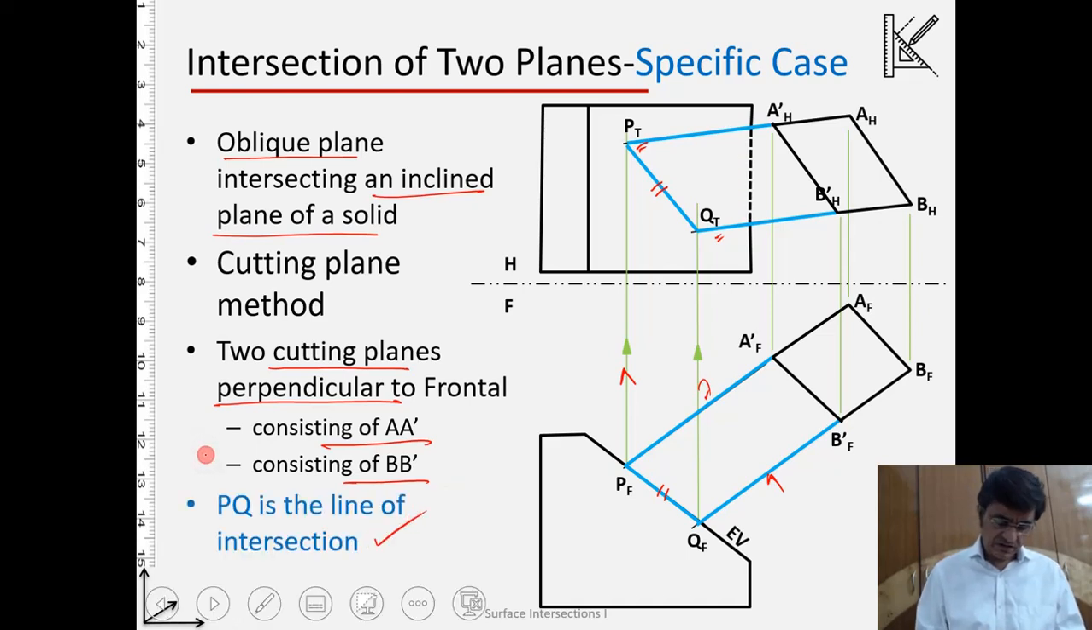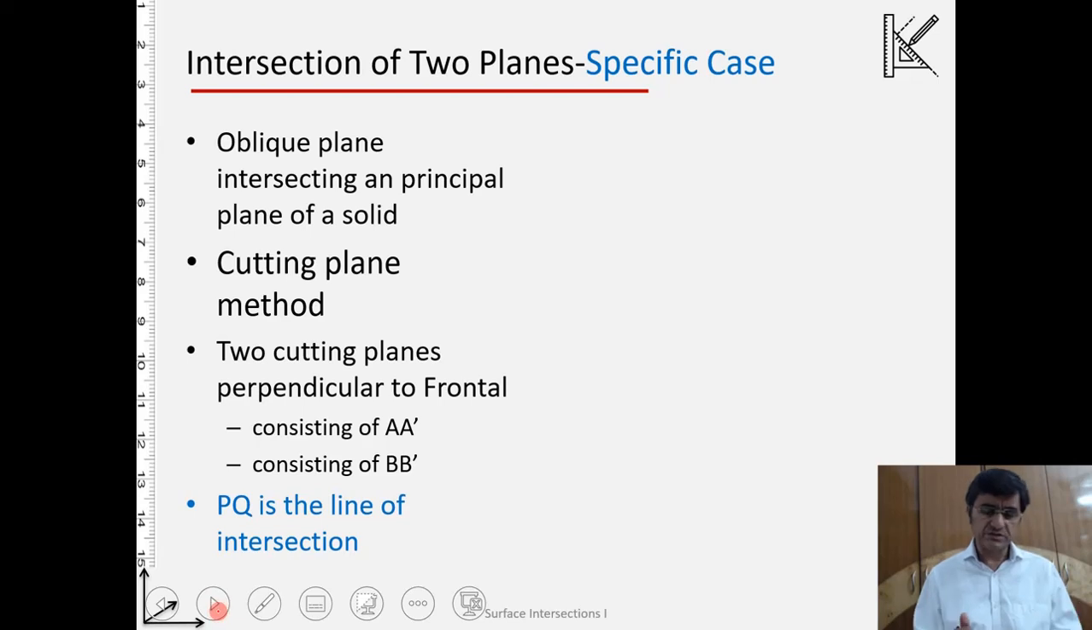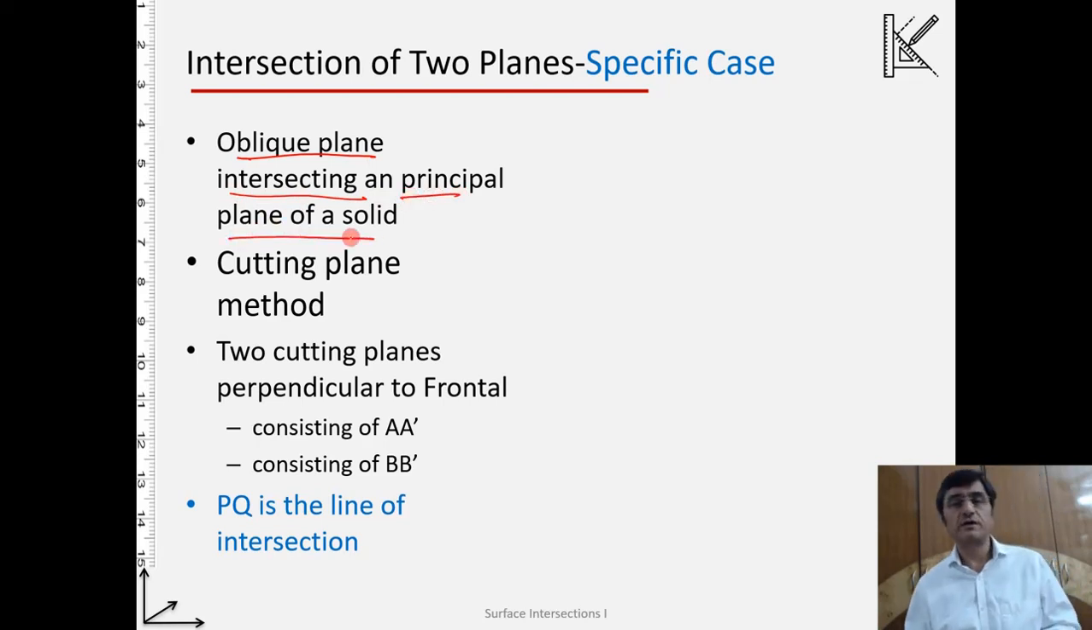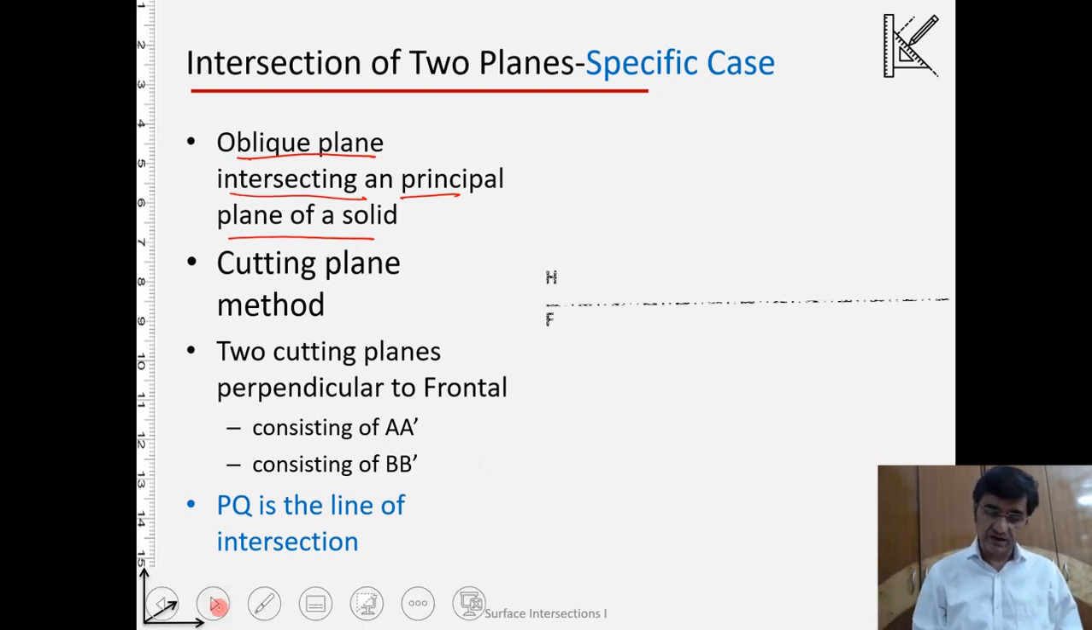We'll see another case, again a simpler case, a very simple case. The oblique plane is intersecting a principal plane of the solid. So the solid is such that one of its planes is parallel to one of the principal planes. Okay, and that is being intersected by the oblique plane. Let us see what it is like.